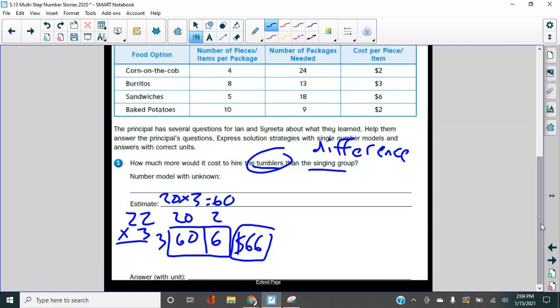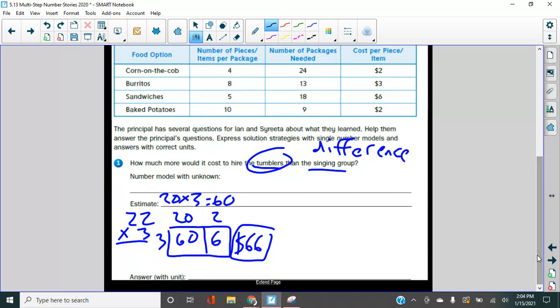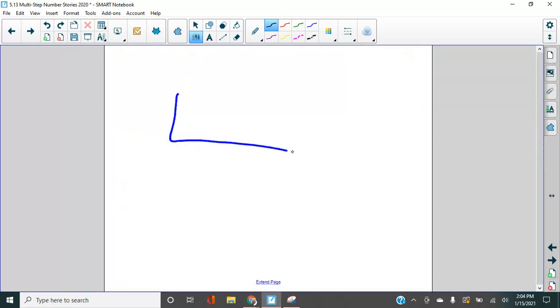However, that's not the final cost of the tumblers. There are 8 of them. So we're going to multiply times 8. 66 times 8. Take a moment and figure that out for us.